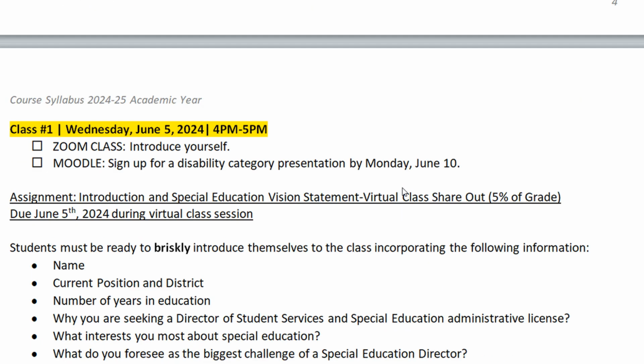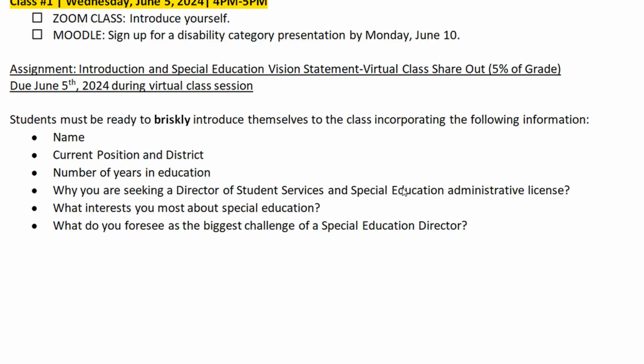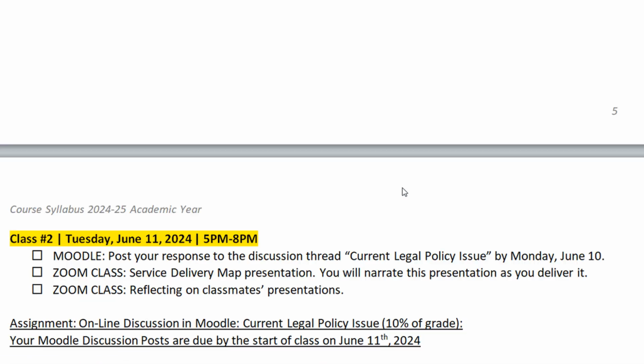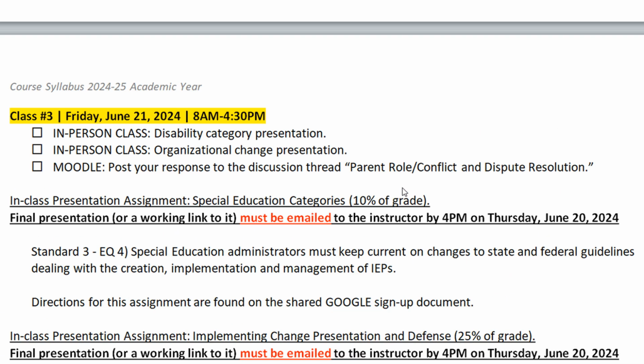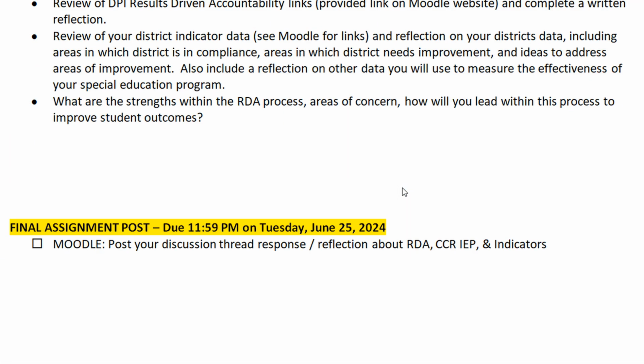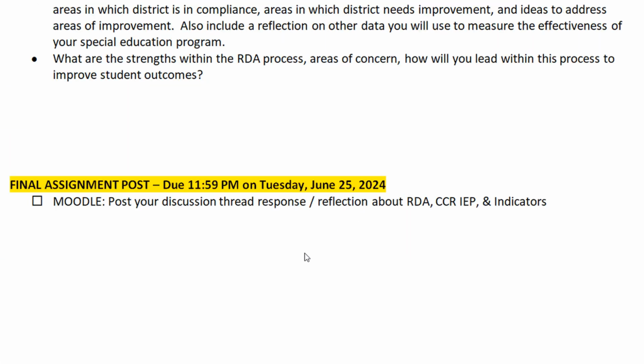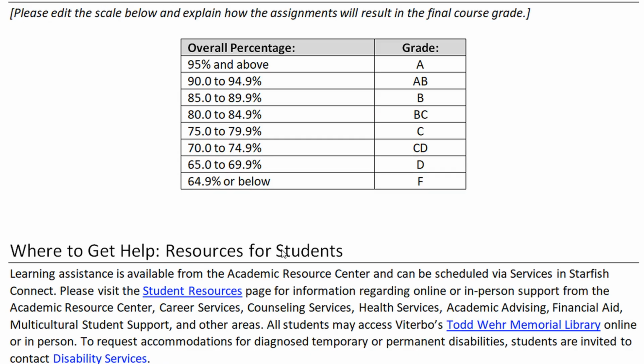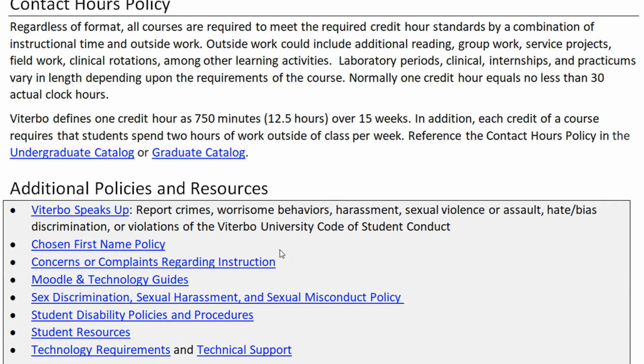Going down further, I break things out by class. So here's class number 1, class number 2, and finally class number 3. And just a reminder that the Tuesday following our in-person class, June 25th, you do have a final assignment post, which is a 5 to 6 paragraph post to Moodle. And of course, the grades, participation, and policies.